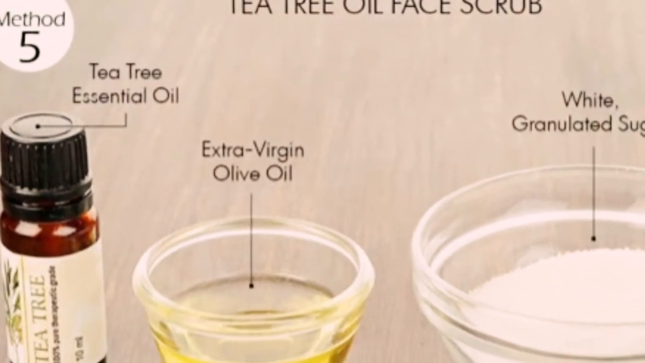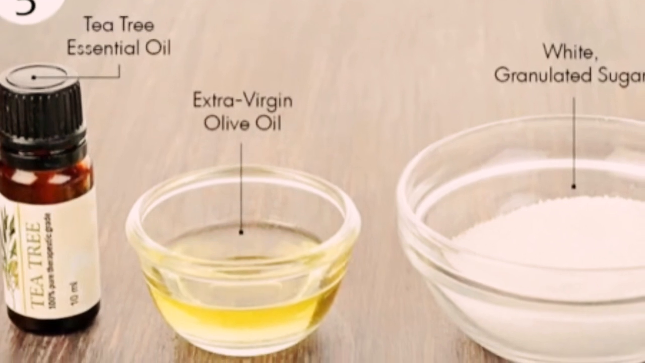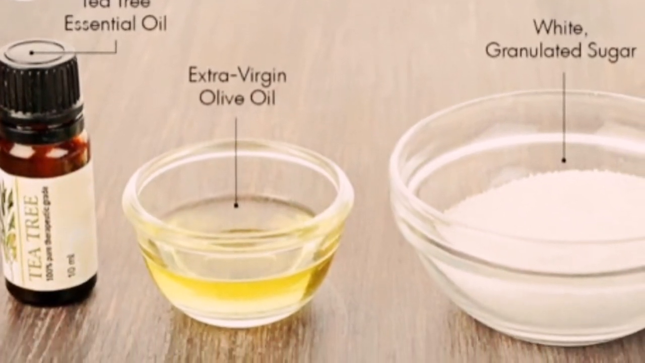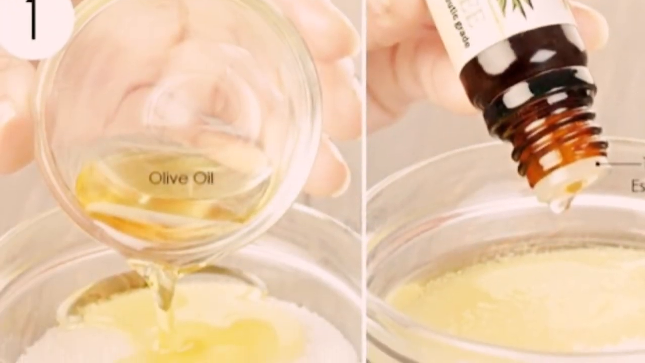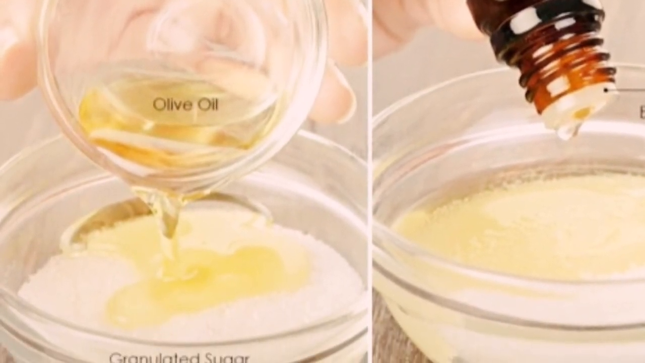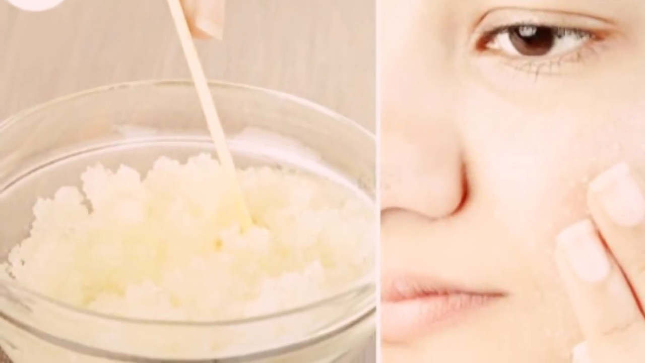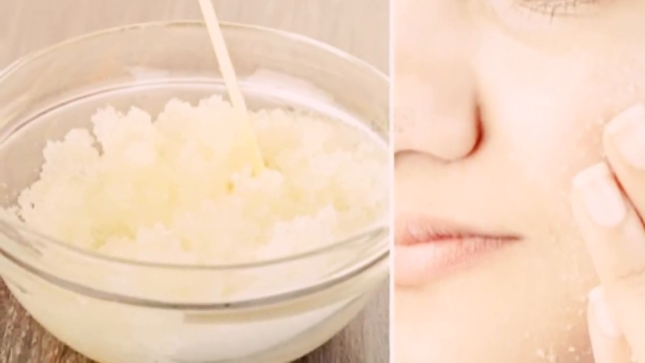For making a face scrub, put 1/4 cup of white granulated sugar in a bowl and pour in 1 tablespoon of extra virgin olive oil and then add 3 to 4 drops of pure tea tree essential oil in it. Rub it all over your face and then rinse with water.